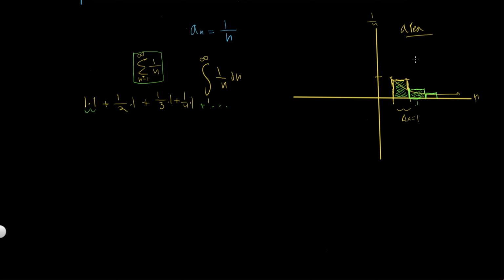We know that if we keep drawing rectangles with the delta x of 1, then this will be an overestimate, right? Because this part is sticking out, so it's going to be greater than what the actual area under the curve is. So we call this an overestimate. So what we can say is that the summation from n equals 1 to infinity of 1 over n is greater than the integral of 1 to infinity of 1 over n dn.